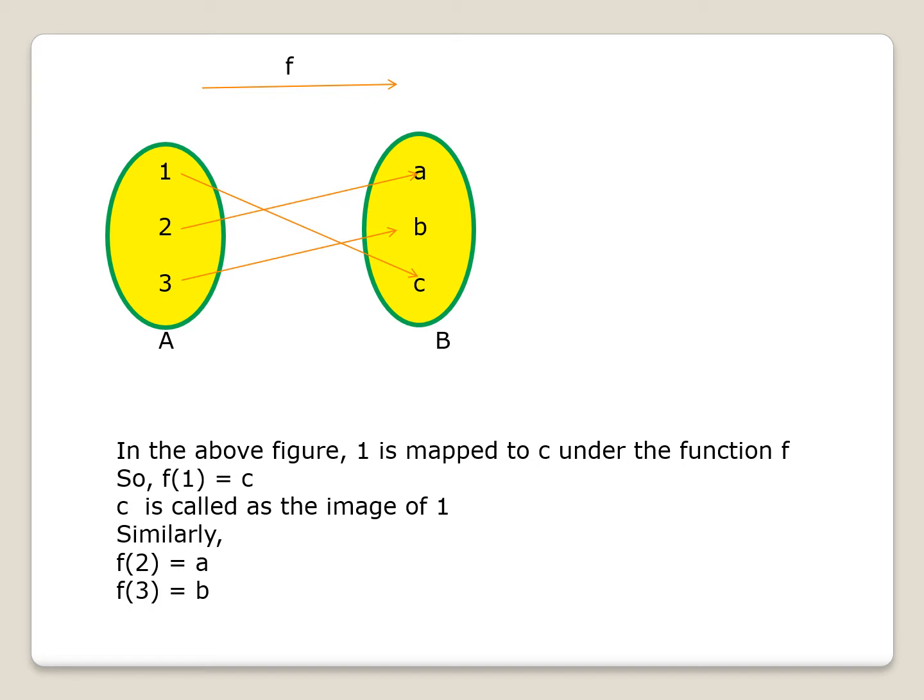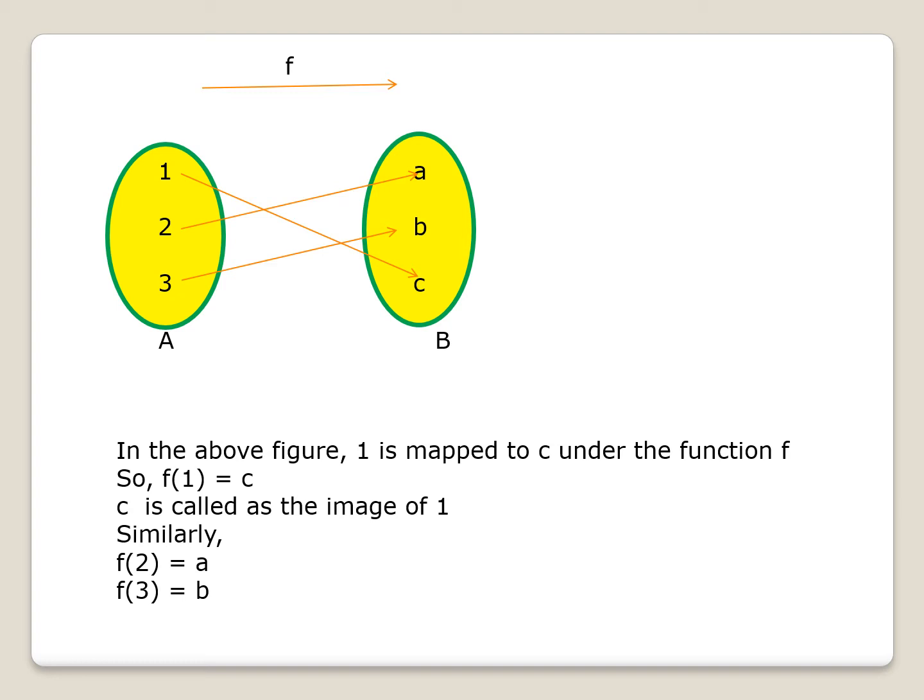No element is left out. And every element is mapped to one and only one element. Like 1 is mapped to only C and no other element. 2 is mapped to only A and no other element. Similarly, 3 is mapped to only B. So it satisfies the definition of function, that is, every element in the set A is mapped to one and only one element in the set B.